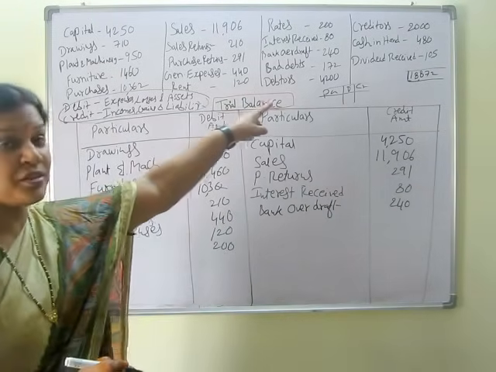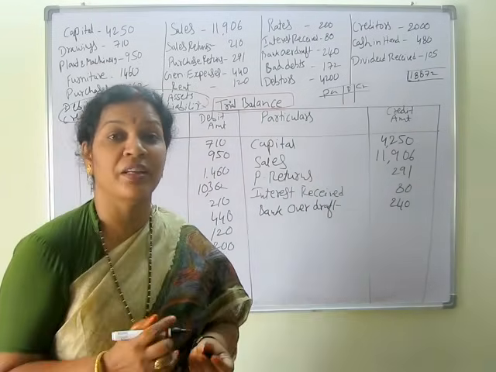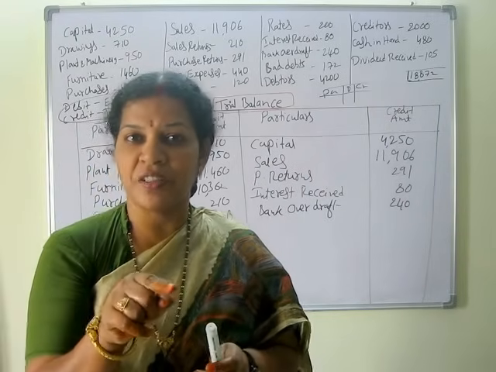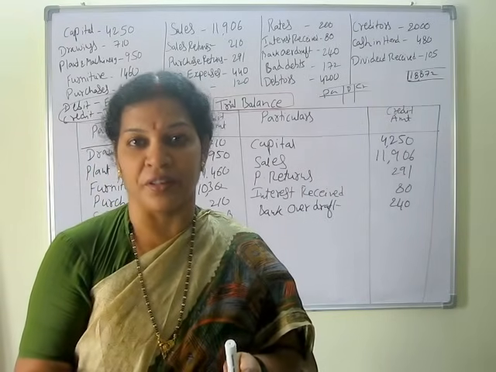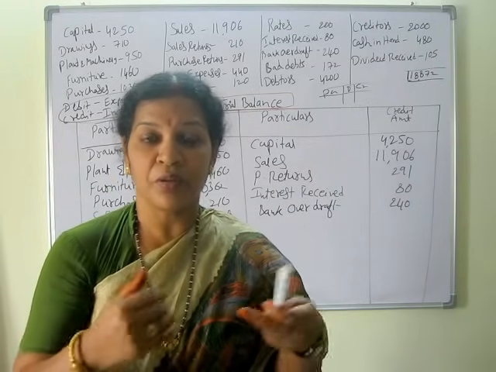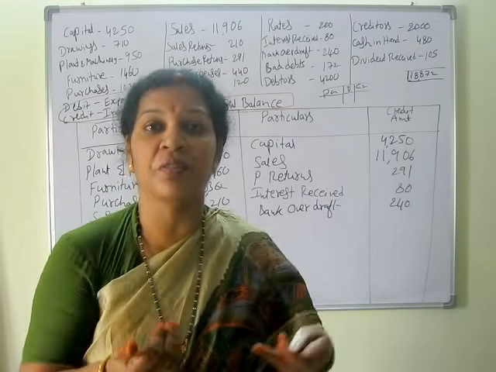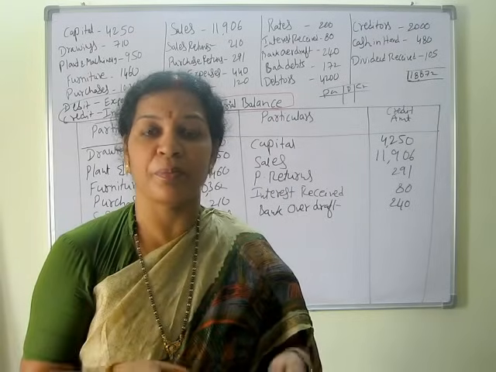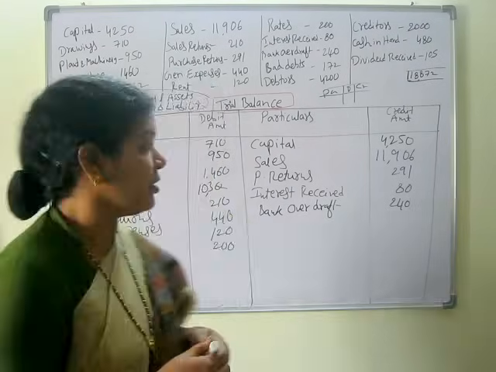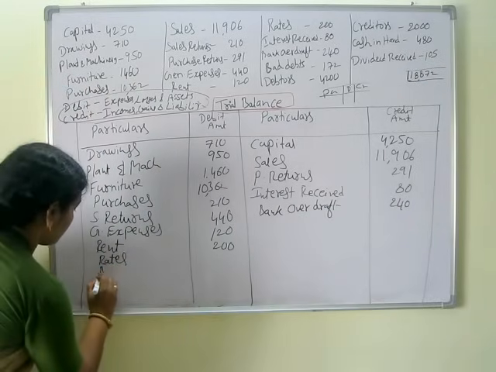Next, bad debts. Bad debts means whenever we are selling goods on a credit basis, if the purchaser is not returning the amount, that is bad debts. It's a loss. I have sold goods on credit basis, but the person is not returning. Bad debts means it's a loss. All the losses will be on the debit side, so I'll write it on the debit side. Bad debts 172.